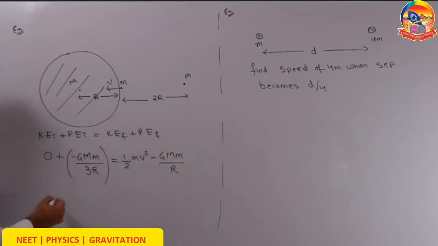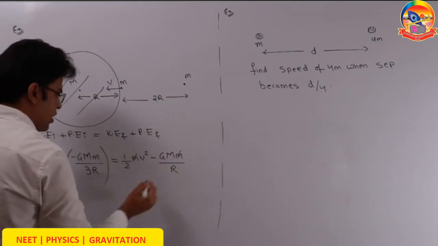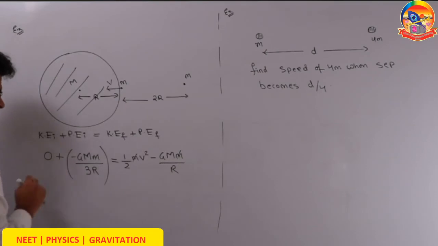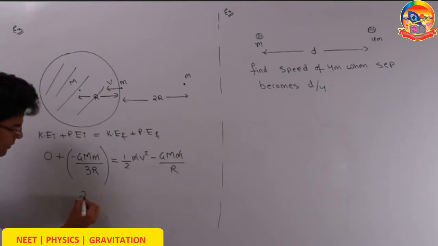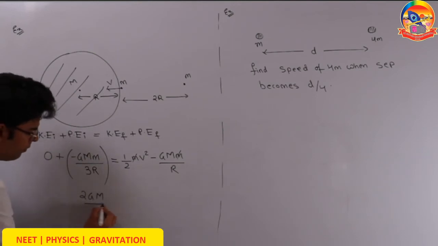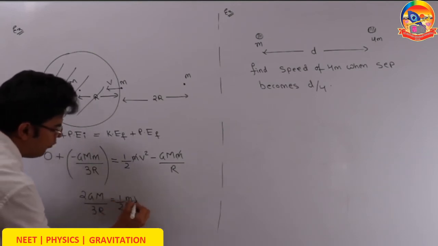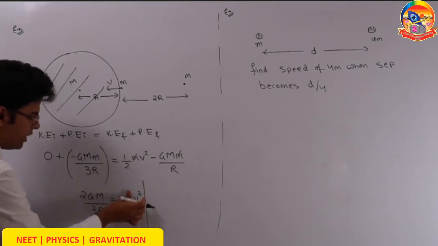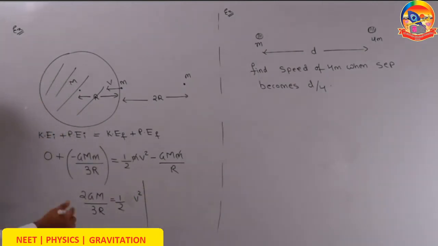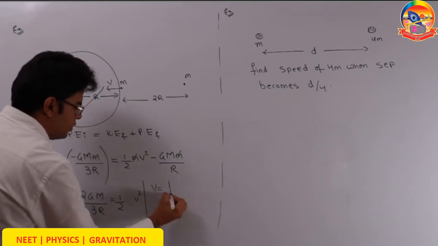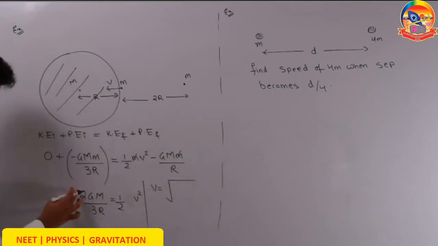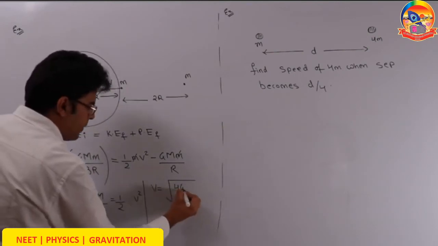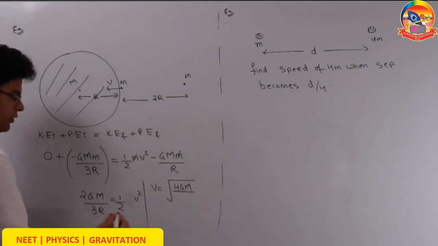Now you can cancel out small m from each term. You can bring this term to the left hand side. So you get GMm by R minus GMm by 3R. That becomes 2GM by 3R equals half mv square. So m has been cancelled. So here you get v equals under root of 4GM by 3R.